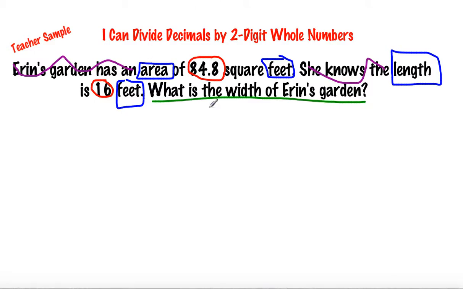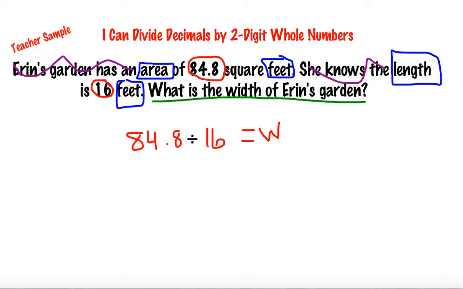So the first thing that I want to do when I'm looking at this is set up my equation. So essentially what we're looking for, we don't know what the width is. That's what we're looking for. That's what our answer is going to be, is the width of Erin's garden. So what I need to do is divide 84.8 divided by 16. I got 84.8 from the area of her garden, and I got 16 from the length of her garden.